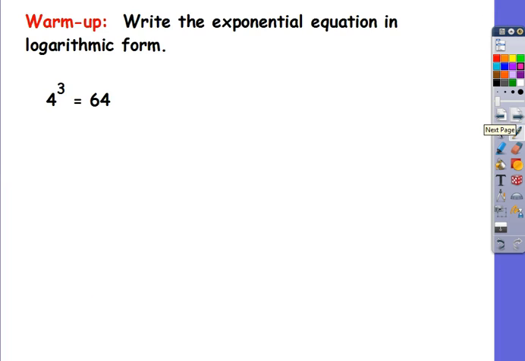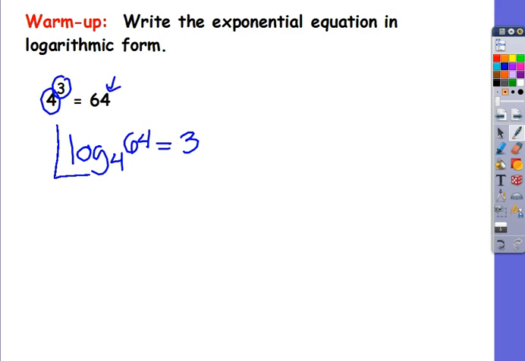Let's start here. Write the exponential equation in logarithmic form. So pause the video, give this a try. Let's see what you remember from yesterday. Well, if you did this, if I want to write it in logarithmic form, my base is 4, so my base should be 4. What is a log? A log is an exponent. And then this would be my argument. So this is equivalent to saying 4 to the third power is 64.